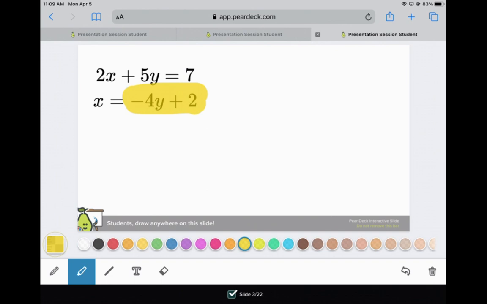So that's the one that I want to use, okay? How do I know which one? It's the one that already has one letter by itself. That would be much easier for me to carry over. So when I bring it over, I'm going to replace either the X or the Y.